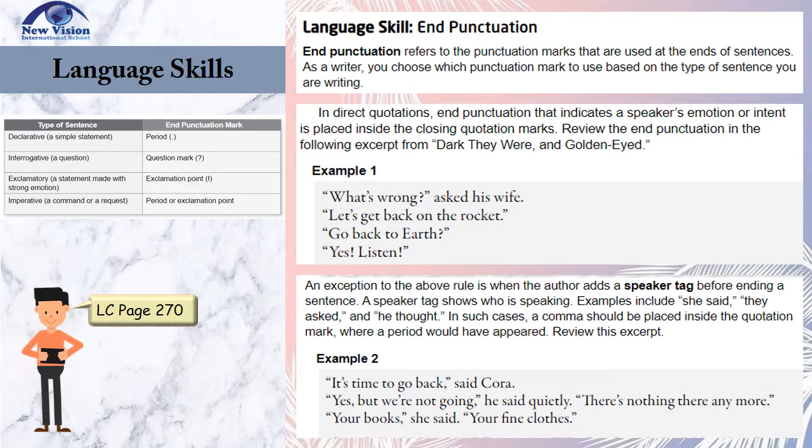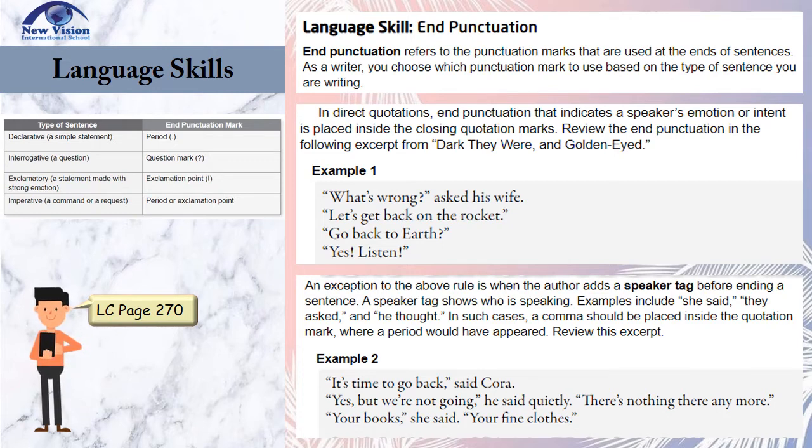An imperative, which shows a command or request, usually ends with a period, but it can also end with an exclamation point. Notice that an imperative sentence, which makes a command or request, may end in either a period or an exclamation point. As a writer, you must decide how much emotion you want to express in an imperative sentence. In direct quotations, end punctuation that indicates the speaker's emotion or intent is placed inside the closing quotation marks.